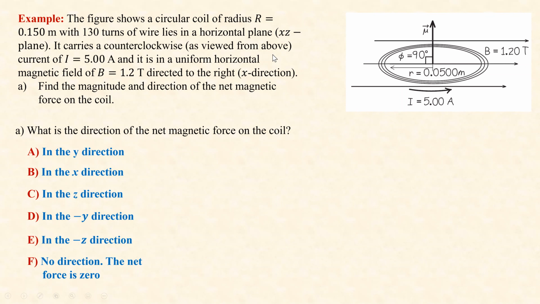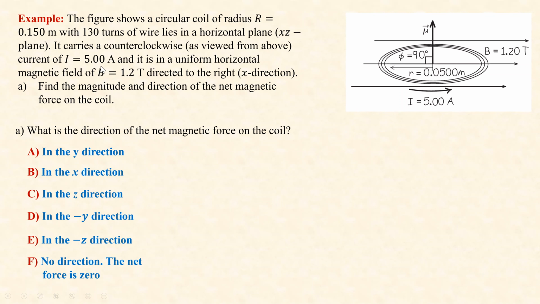current counterclockwise as viewed from above. See, if you look from here, you see that the current goes like this, counterclockwise. Of course, if you look from below that, you see that the current is going clockwise. That's why it is asserted that it should be looked from above.